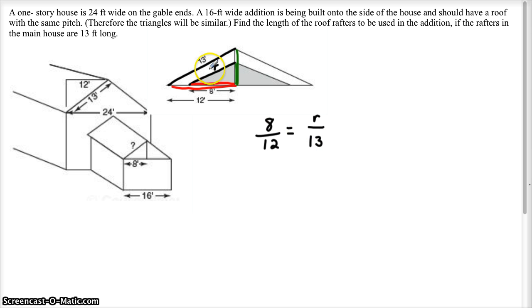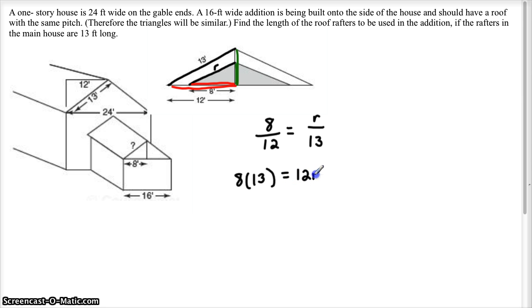So I have 8 over 12, so these two sides are corresponding in the two different triangles, and the R and the 13 are corresponding sides in the two different triangles. You notice the 8 and the R both are in the numerator and both belong to the smaller triangle, and the 12 and 13 are in the denominator and both belong to the larger triangle. Now you can either put this in your solver, or I can just cross multiply. So 8 times 13 equals 12R.